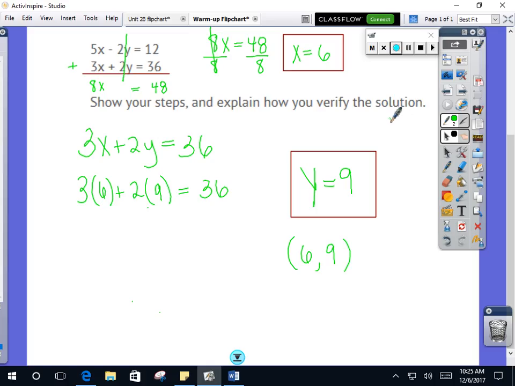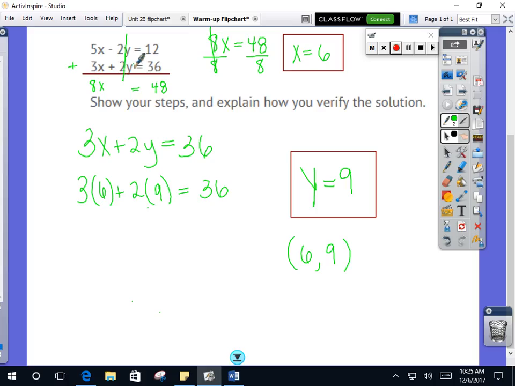Okay, and so that verifies for you that you did it right, that you do indeed have the correct x and y value, because when you plugged it in the bottom equation, it made it 36. What do you think would happen if you plugged in a 6 into this x and a 9 into this y? What would it equal? It would equal 12. That is the only x and y value that exists that would make both equations work.